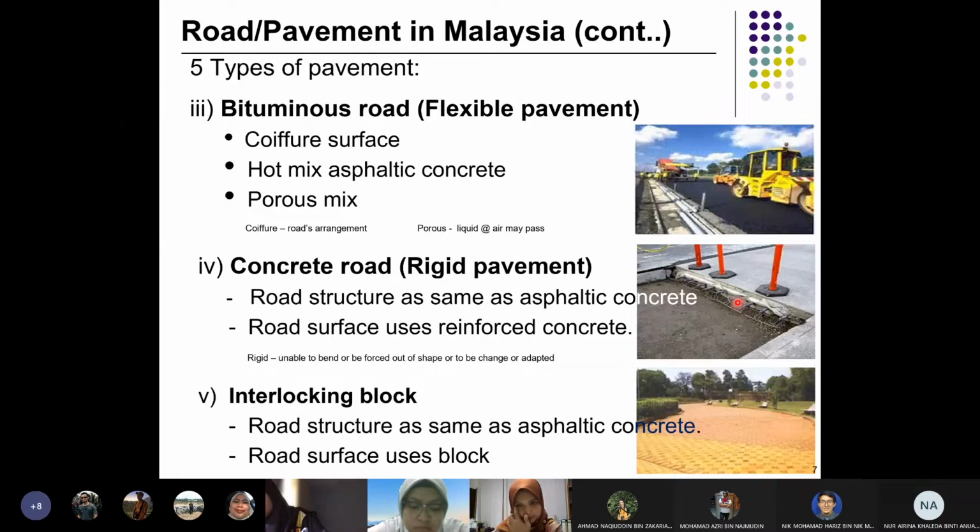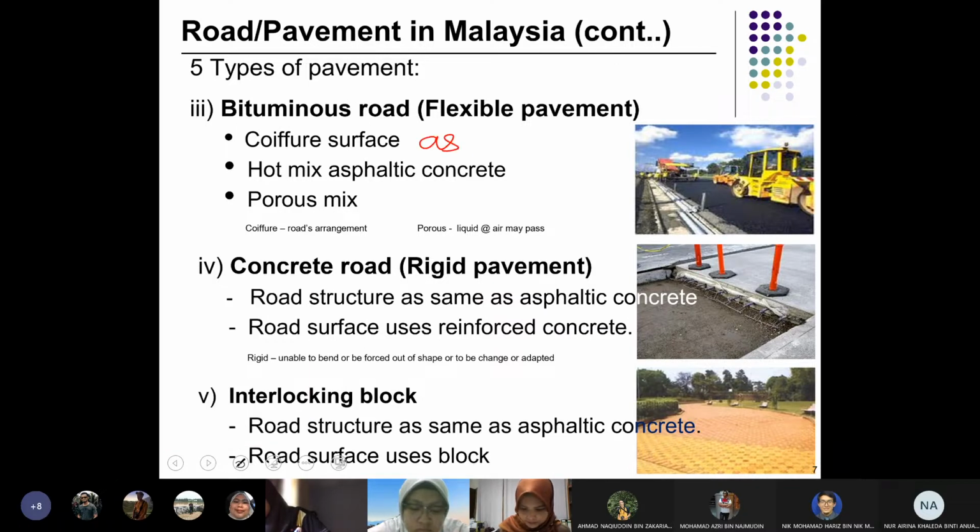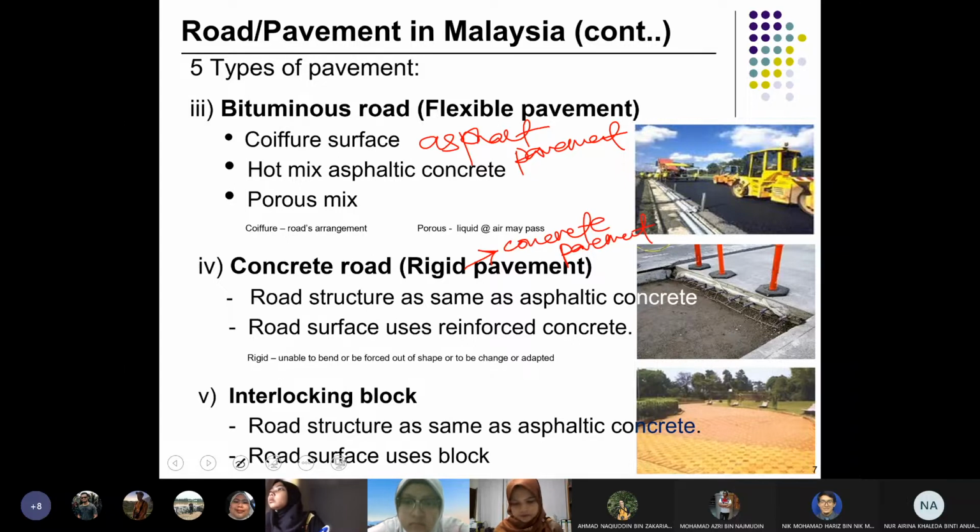Okay, but for flexible pavement ni kita panggil sebagai asphalt pavement lah. Okay, ataupun kalau you tengok kat sini dia kata sebagai asphalt concrete. So this is the difference between the two, asphalt pavement. Yang ini bahasa yang lebih mudah kita faham, kita kata concrete pavement. Okay, asphalt pavement, concrete pavement. Alright. Okay, and then we have another one, interlocking block.